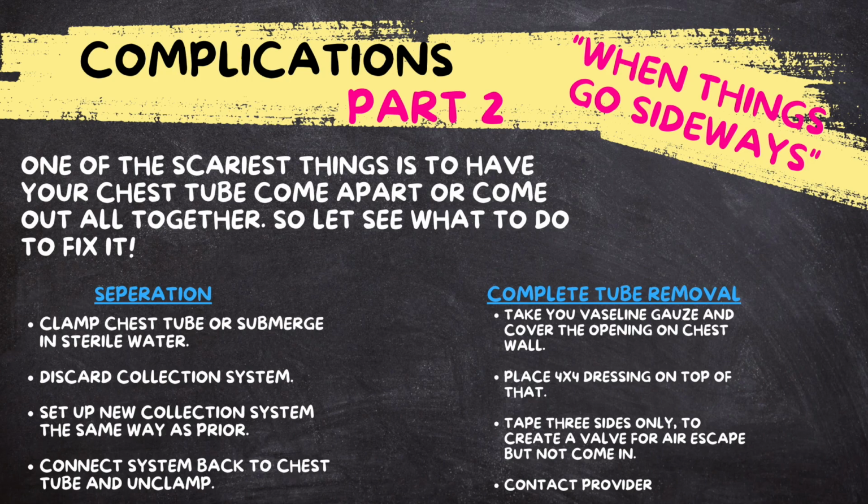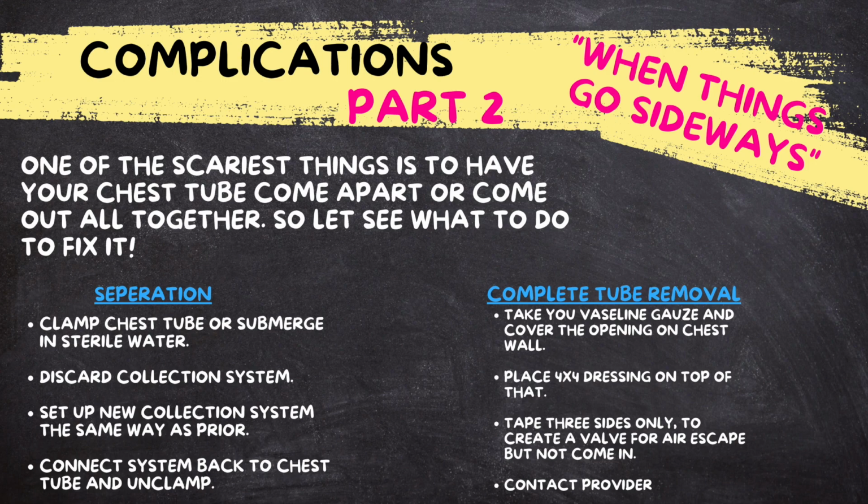So either which way you do it, if you have the clamps, clamp the tube or submerge it in the water. You're going to take your old collection system, because it's dirty now because it's been disconnected. You don't want to connect something that's been in the bed back into a straight line into the pleural space. That's asking for an infection. So we're going to discard that system. You're going to get you a new one. You're going to open it and set it up just like we talked about before. And you're going to put it on the floor, set it to the same settings, and then when you get all that done, you're going to connect it back to your chest tube.